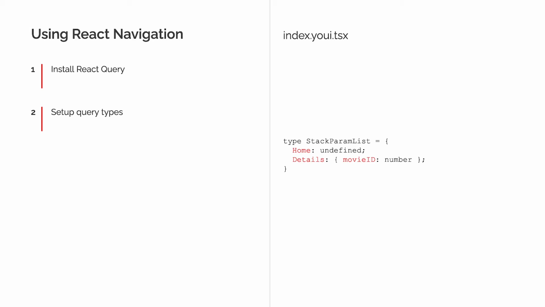The home screen will display the popular movies we made in the last example, so there's no need for additional information. By contrast, the detail screen will represent the movie details of a particular movie, so the route will need to know which ID we're referencing.